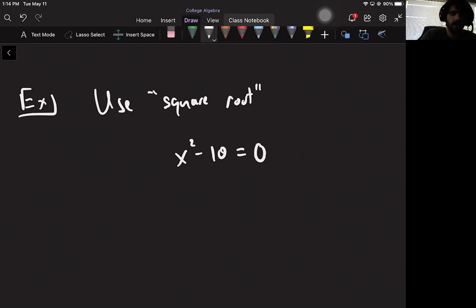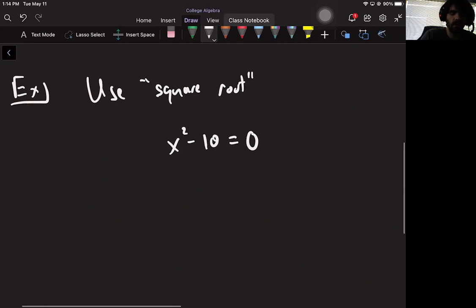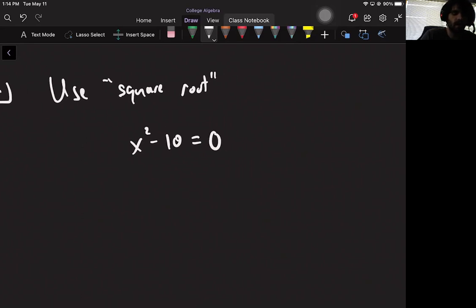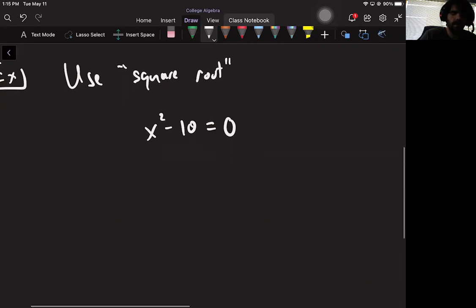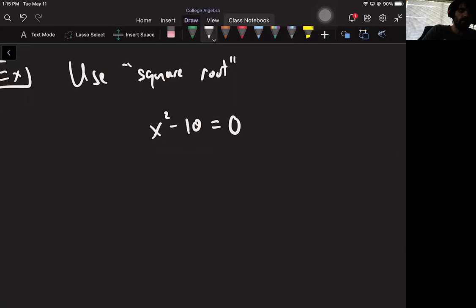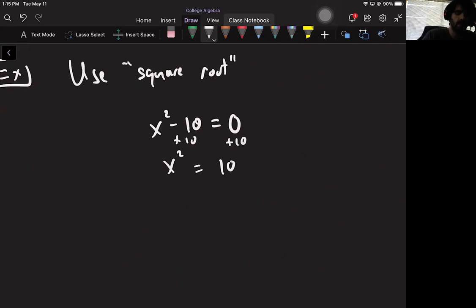Now it's not as easy to factor because it is a difference of squares, but you have to think really hard about why it's a difference of squares, and it's not an easy square like 9 or 25 where you could use that formula very easily. So instead, we can add 10 to both sides and get something like this. And then we actually get two answers, which comes from square rooting. They are the square root of 10 and negative square root of 10.